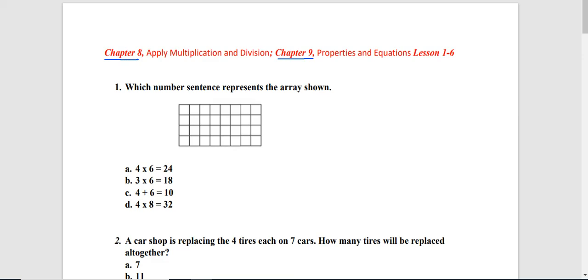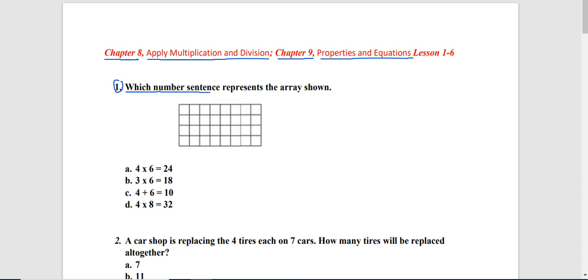In this lesson, we will be going through Chapter 8 and Chapter 9. In Chapter 8, apply multiplication and division. In Chapter 9, properties and equations. So we're going to take a look at about 13 questions. I want you to sit back, watch attentively, and understand. You can pause the video at some point, answer the questions by yourself, and play back to see if your answers are correct. Question number 1.